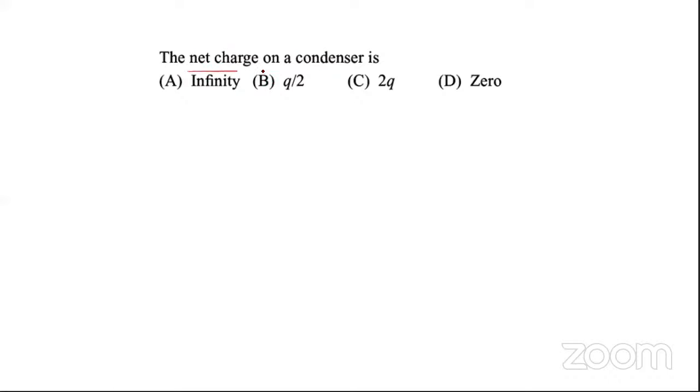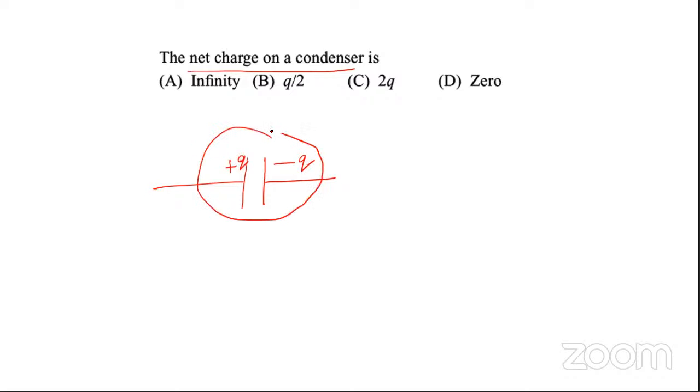Net charge on a condenser, that is a capacitor. See, whenever we use a capacitor, always on one side there is a positive charge and on the other side a negative charge of equal magnitude. So net charge, that is the total charge over here, is plus Q and minus Q, that is 0. So D is the answer. Alright?